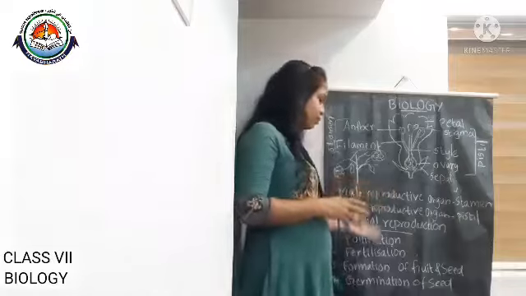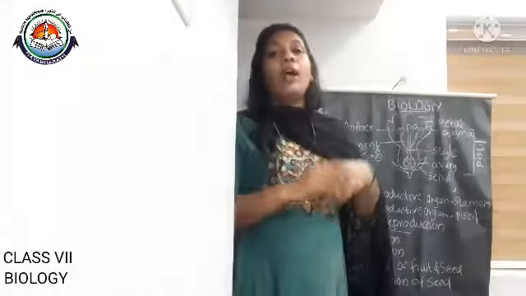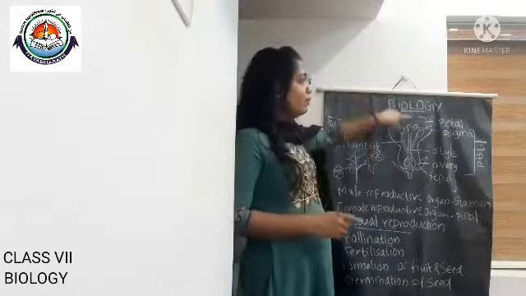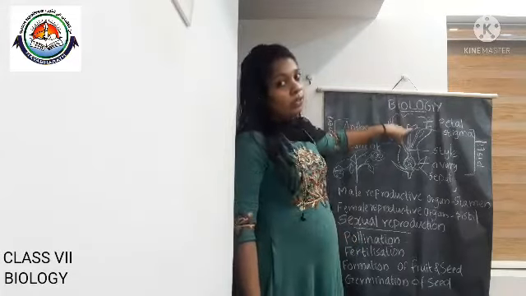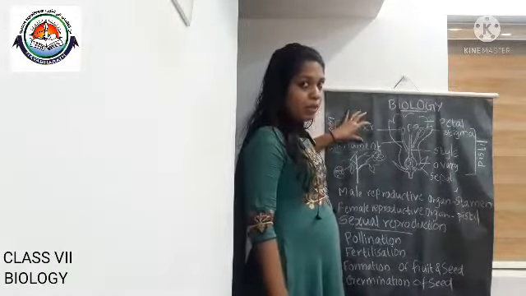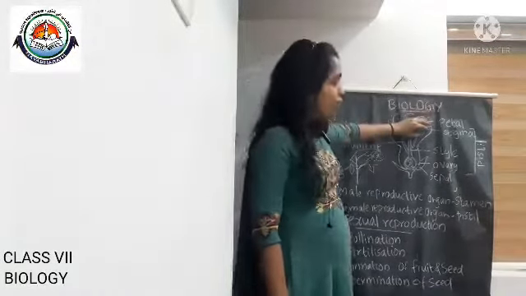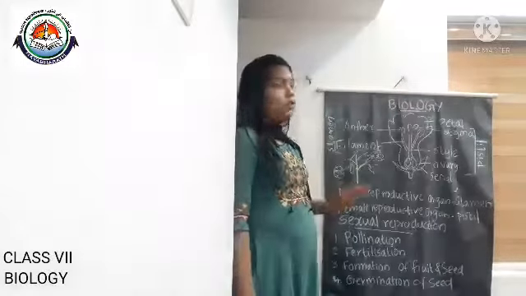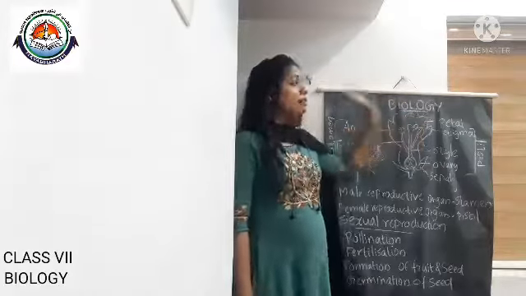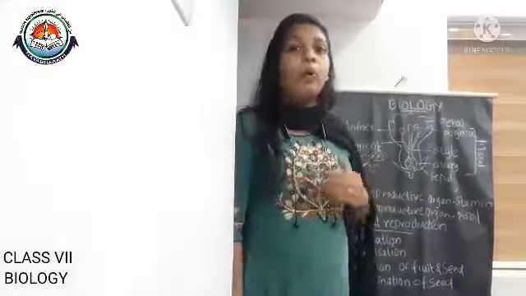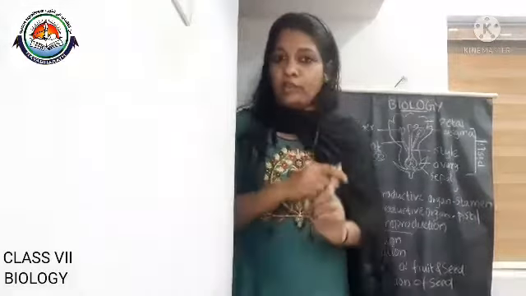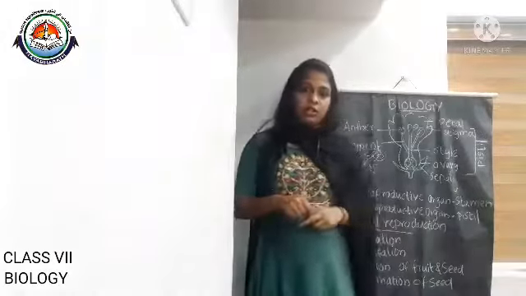Okay, so pollination is the transfer of pollen grains which is present in the anther to the stigma of a flower. Stigma is the female reproductive part. So from the male reproductive part, the male gamete is transferred to the female reproductive part. So the transfer of pollen grains from anther to the stigma of a flower is called pollination. Pollination is of two types, self-pollination and cross-pollination.